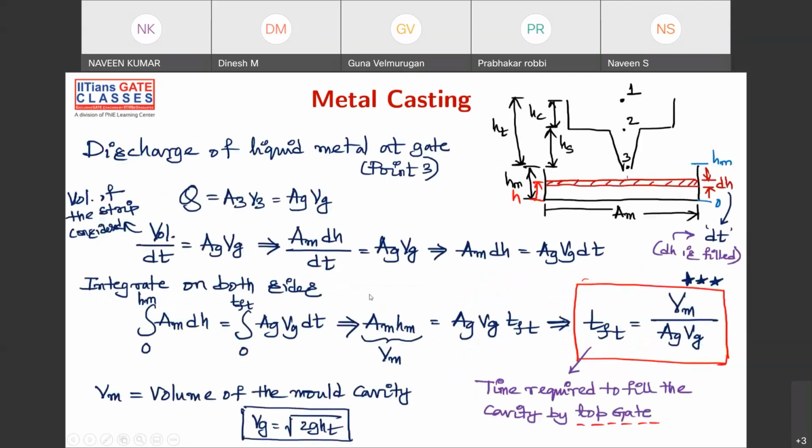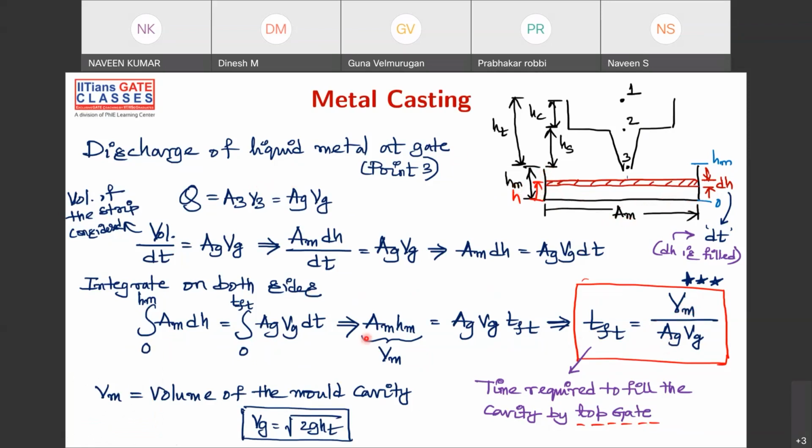Now we'll be discussing the time of filling for the top gating system. What is the formula? The formula is volume of mold. Somebody was asking in the last class, what is VM? VM is nothing but the volume of the mold cavity. If you see here, let me take the pointer. This is the height of the mold cavity, and this is the area of the cross section of the mold cavity. So volume of mold cavity will be height into area of the cross section, that is VM. VM divided by H into Vg.